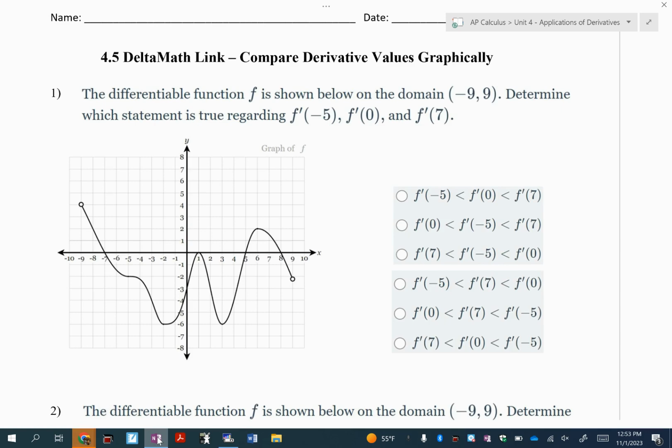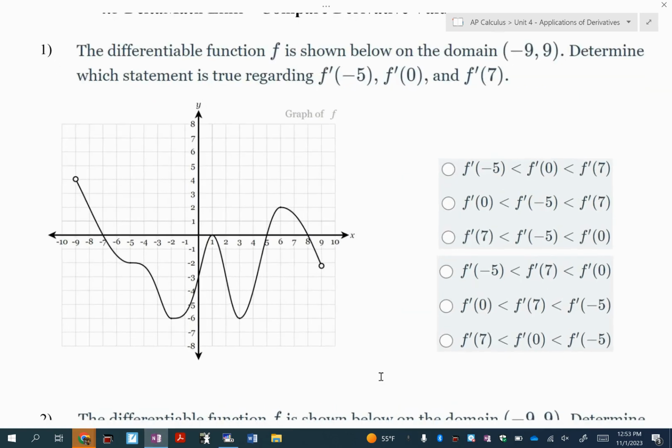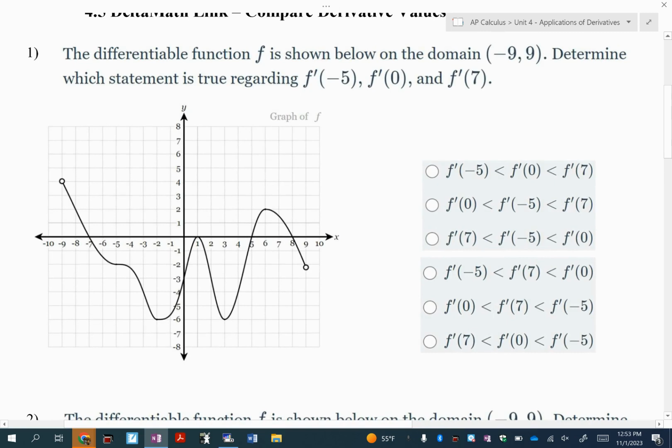All right. So they're telling us this function f is differentiable, so that you're able to take the derivative over the open interval -9 to 9. Determine which statement is true regarding f prime, and we have 3 x values we're going to evaluate in terms of f prime. Now here's the tricky part. What graph did they give us?